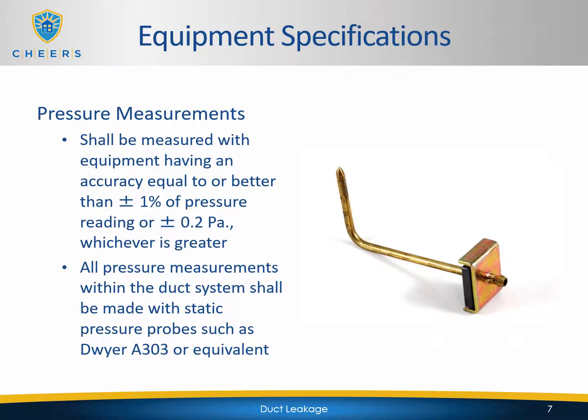All pressure measurements shall be measured with equipment having an accuracy equal to or better than plus or minus 1% of pressure reading, or plus or minus 0.2 pascals, whichever is greater. All pressure measurements within the duct system shall be made with static pressure probes such as a Dwyer A303 or equivalent. Now, you are not going to have to worry about verifying this information once you actually get your equipment. The equipment that's used in the industry on a nationwide level is very unique. There were only 2 companies that offered this equipment. However, if new equipment ever were to come on the marketplace, it's important for you to know the measurement specifications so that you can pick accordingly.